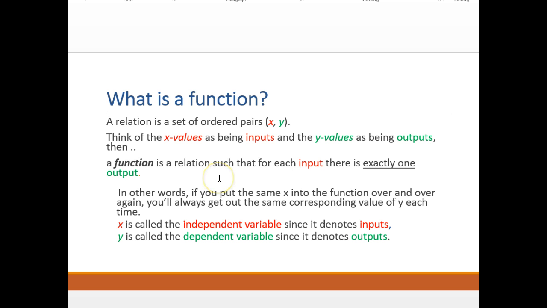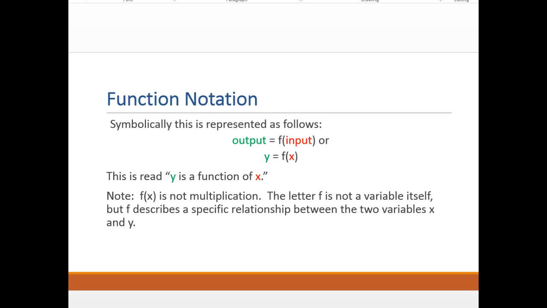In other words, if you take the same x and put it into a function over and over again, you'll always get the same corresponding value of y each time. It will not change. The x is what's known as the independent variable since it denotes the inputs, and the y is called the dependent variable since it denotes the outputs.